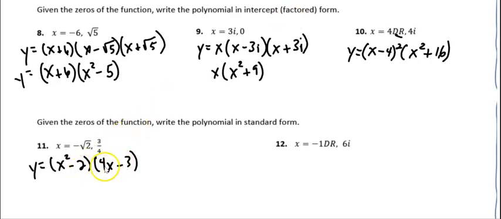So it's a binomial times a binomial, so x squared times 4x gives me 4x cubed minus 3x squared minus 8x plus 6. So in standard form, remember your exponents are going in descending order.